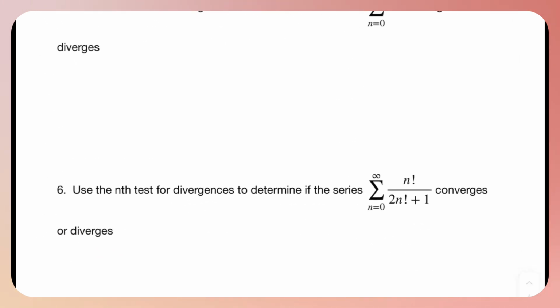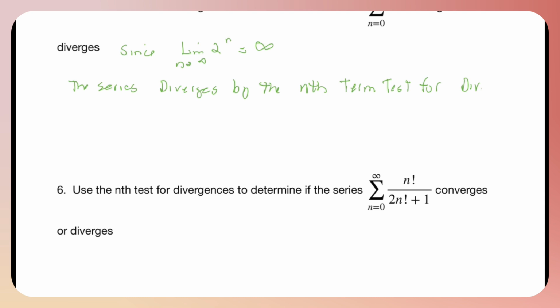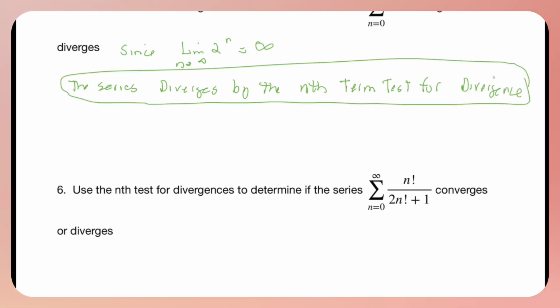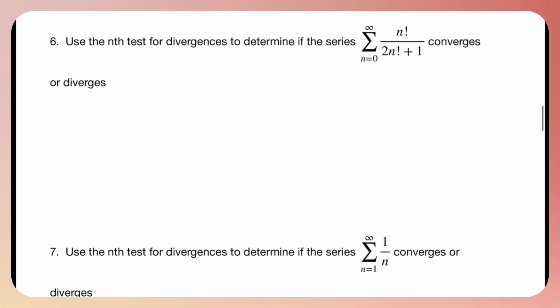Okay, so let's look at this one. We have the summation of n equals 0 to infinity of 2 to the n. We want to figure out if it converges or diverges. So I'm going to figure out the limit as n goes to infinity of 2 to the n, and I get infinity. Okay, infinity is not 0. Therefore, I could say this series diverges by the nth term test for divergence. Remember to identify which test you use in your answer.